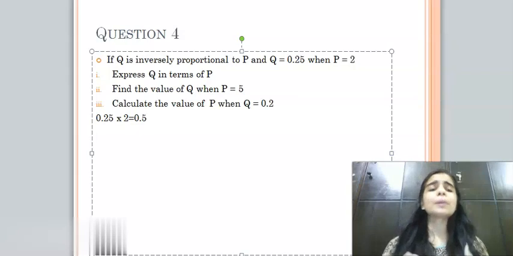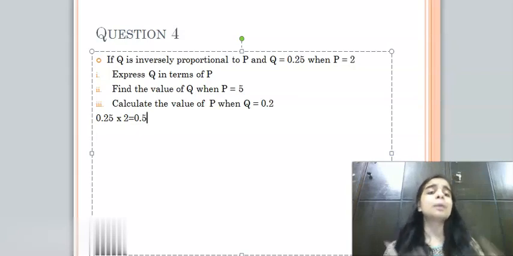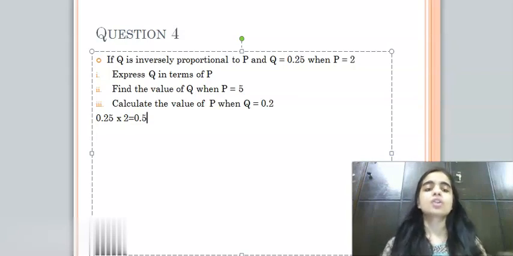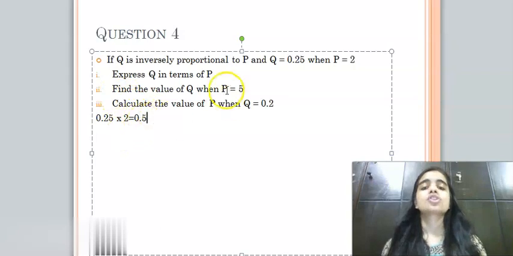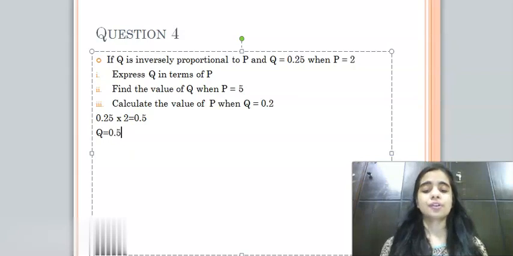I'm going a bit quicker with these questions. You can watch my previous videos if you want to see this in much detail. So I've covered the practice now in much detail. Okay, so this is k. So we have to express q in terms of p. So q is equal to 0.5 over p, because they are inversely proportional.